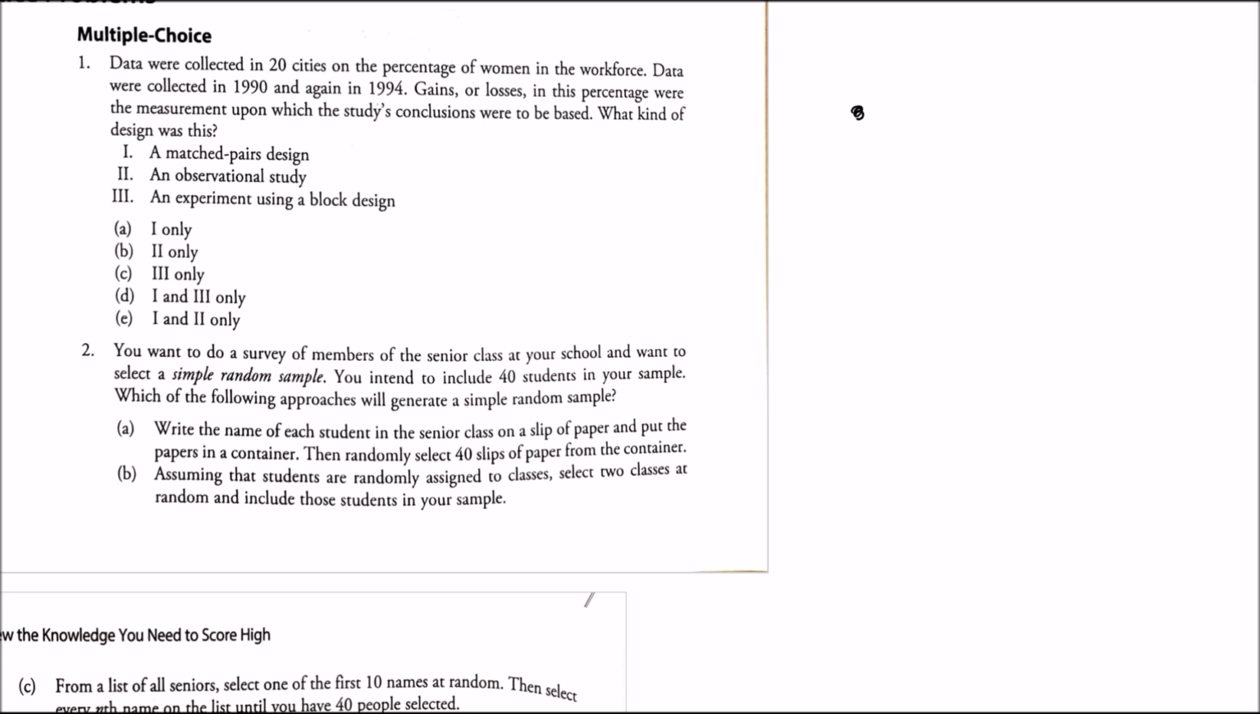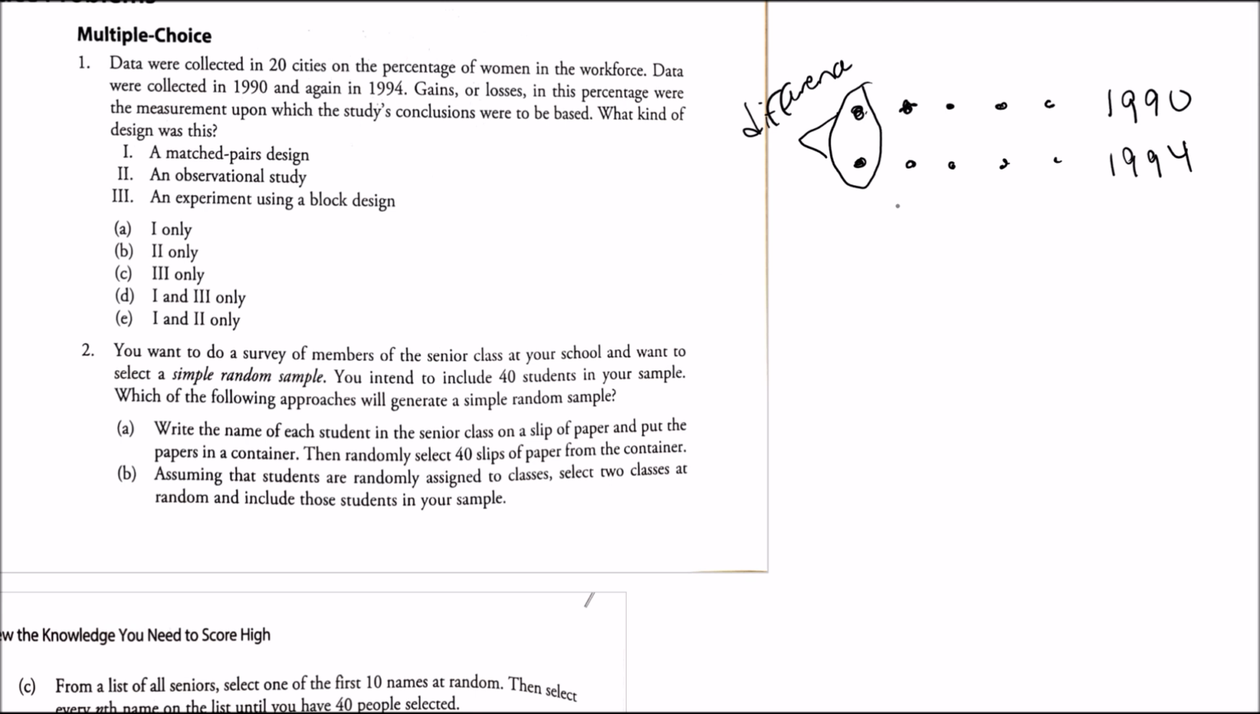we have 20 cities, so let's just picture some of them. Let's say these dots represent the cities. We'll just do like 5 cities in 1990 and 5 in 1994. What we're looking at is the gains or the losses in the percentage of women in the workforce. So we're taking a look at the difference, and this is a matched pair, guys. We're taking the same city over 2 different time periods, right? So it's a matched pair.